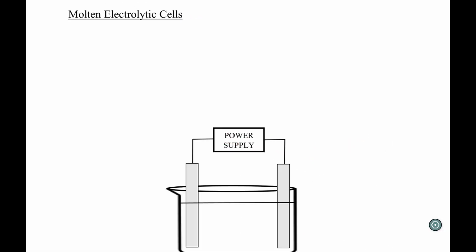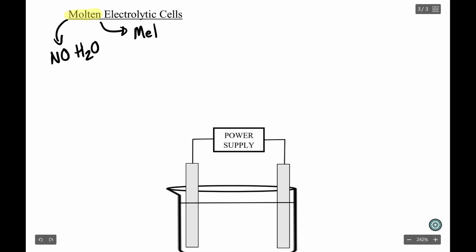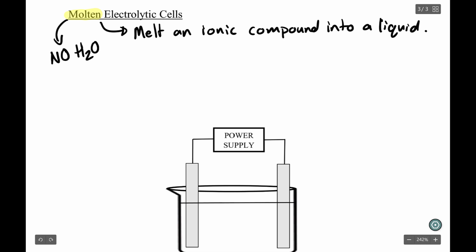The next type of cell we're going to look at is a molten cell. Now, whenever you see the word molten, you need to have your brain scream at you, there is no water. This is not an aqueous cell. A molten cell is when you melt an ionic compound into a liquid inside of the cell. So this is done at very, very, very high temperatures.